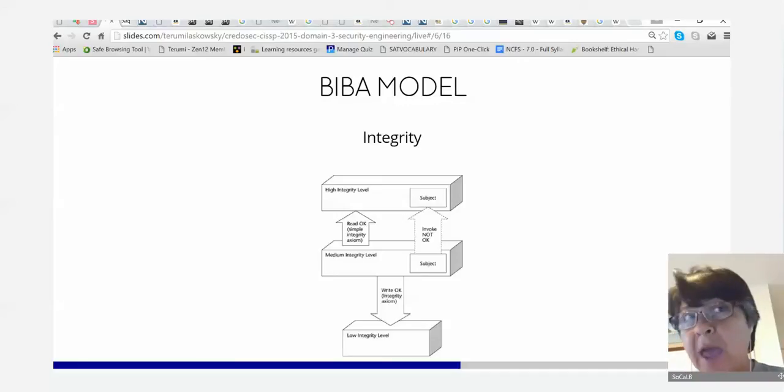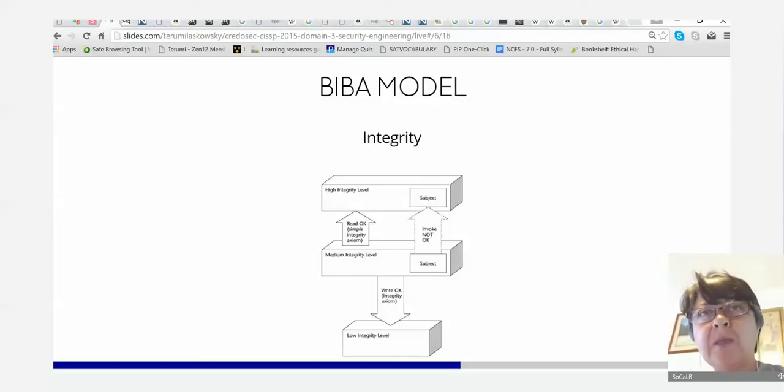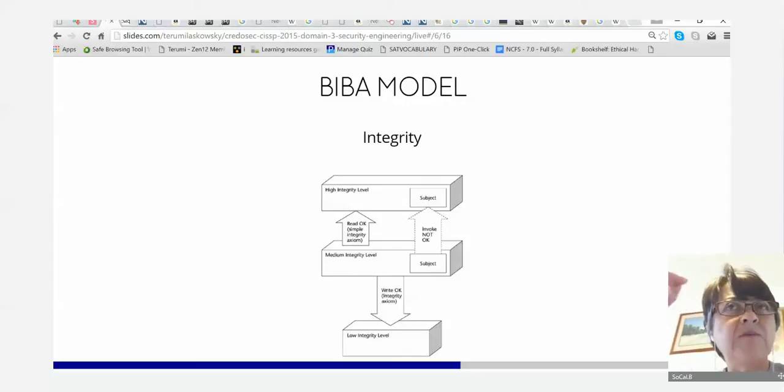So if you see the medium integrity level, see where it says read OK. It's a read OK because the high integrity level has better information, and you have access to that. That's why read is okay. But you cannot provide information from your level up to the high integrity level because you may corrupt the integrity of that high integrity level. So you cannot write up, but you can read up.